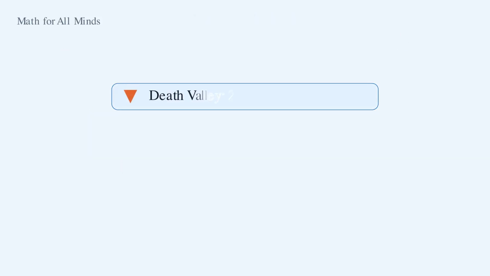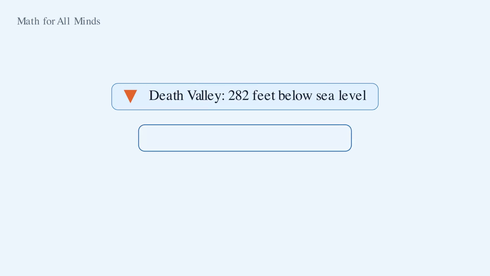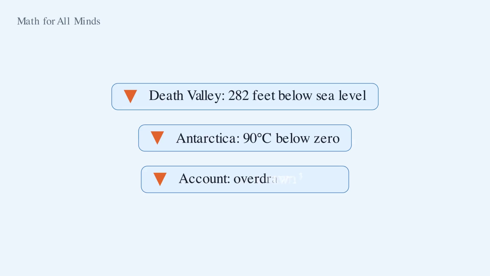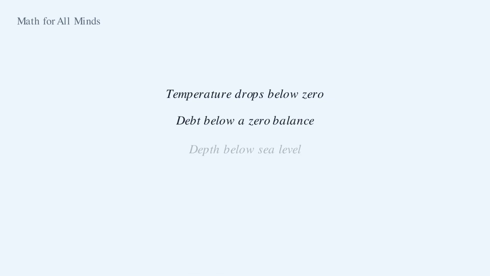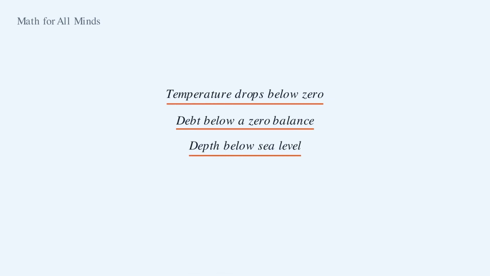Death Valley, California sits 282 feet below sea level. The temperature in Antarctica once dropped to 90 degrees Celsius below zero. A checking account can be overdrawn by $40. All three of these situations describe something below a starting point.